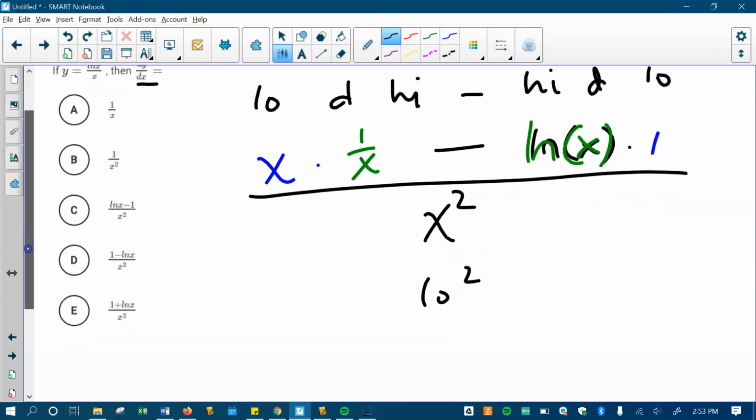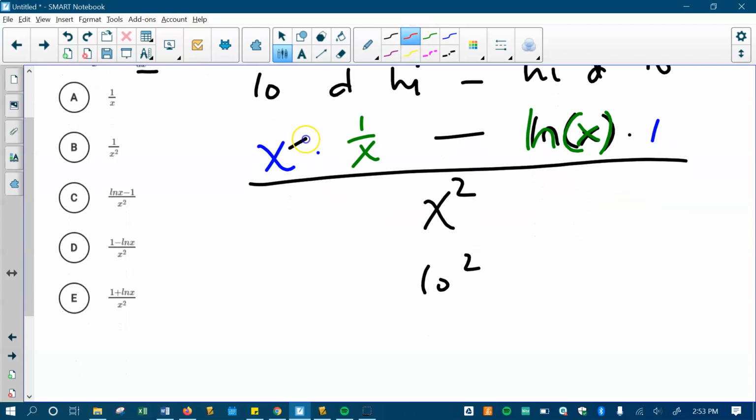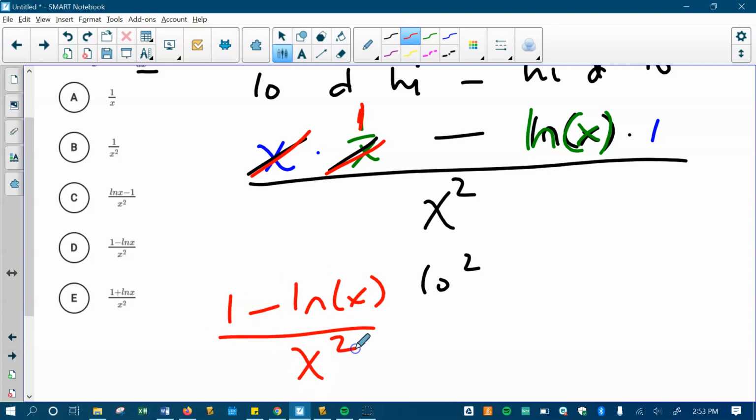All right, let's clean this up. x times 1 over x, that's just going to be a 1. So that's just going to be a 1 overall. So it looks like we get 1 minus ln of x divided by x squared. Oh, that's easy peasy. That's d.